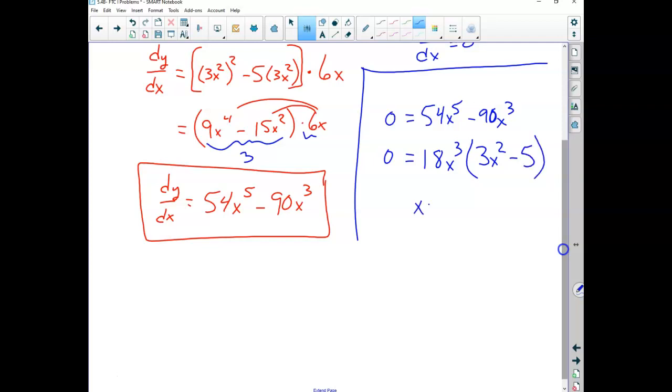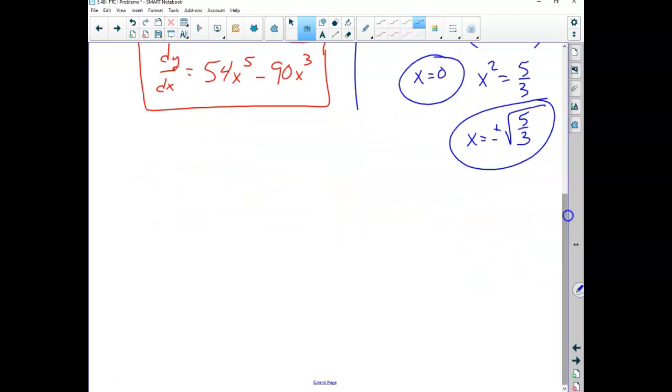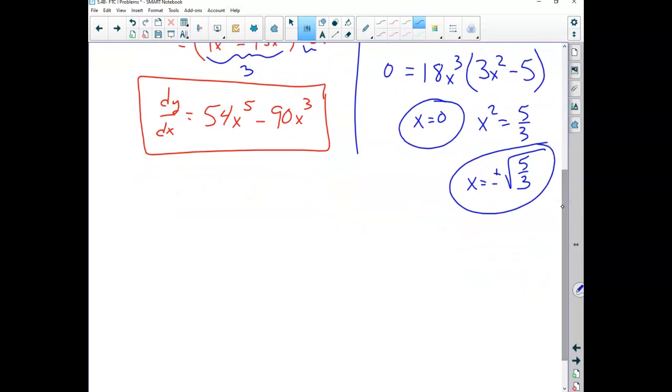So I can see when x equals 0, I'm going to have a horizontal tangent, and when x squared equals 5/3, or when x equals plus or minus the square root of 5/3, it looks like I got 1, 2, 3, 4 tangents. And if I had to prove it, which I'm not going to do right now, then maybe it's just going to say, what are the maximums, minimums? Then I could come down and say, here's my number line test, I'm 0 there, negative square root of 5/3, I'm 0 there, square root of 5/3, I'm 0 there.